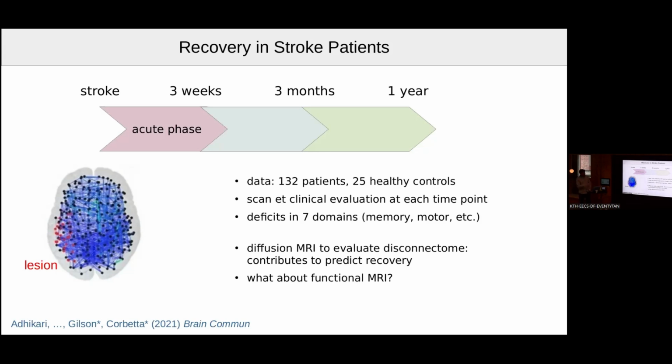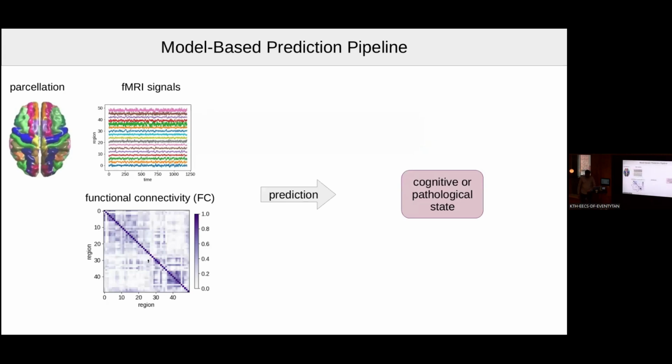And so our question was to understand how functional MRI could contribute to this prediction. So when you get fMRI signals like this one, what you can do is to parcellate the brain, meaning dividing it in a number of regions. Then you've got time series. You can apply a measure on that, and you get metrics like the functional connectivity here. And you get one for each patient, and you can do your prediction for cognitive states or pathological states, like here, the number of cognitive deficits.